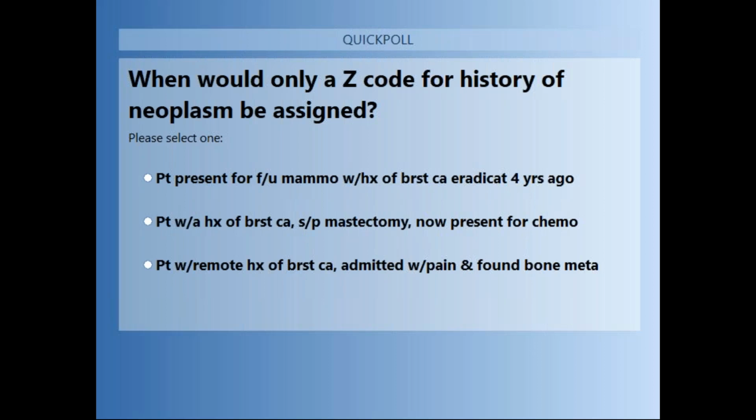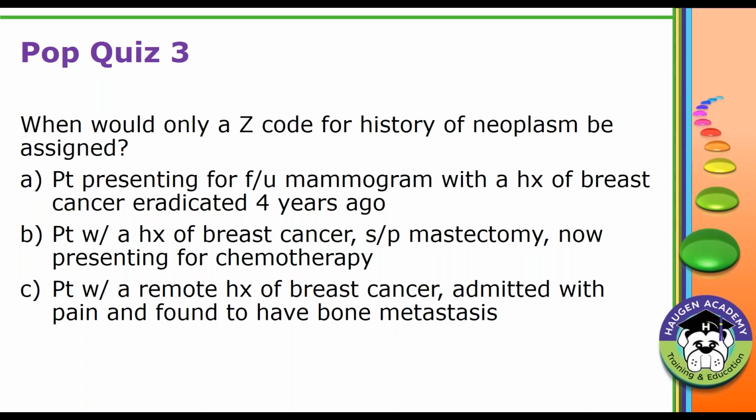Okay, it looks like the majority of you have selected your answer. I'm going to go ahead and close this. And the correct answer is A, patient presenting for follow-up mammogram with a history of breast cancer eradicated 4 years ago. Great job, guys. It looks like the majority of you did get that correct. That's the only answer where only a Z code for history of neoplasm would be assigned, and it would just help explain why that patient is getting that follow-up mammogram done.